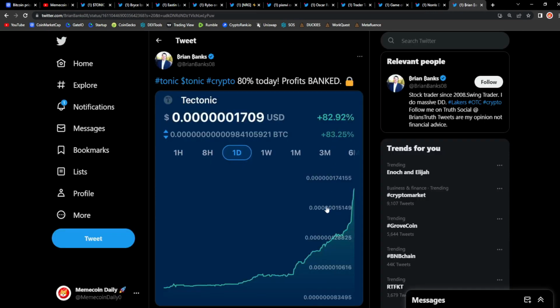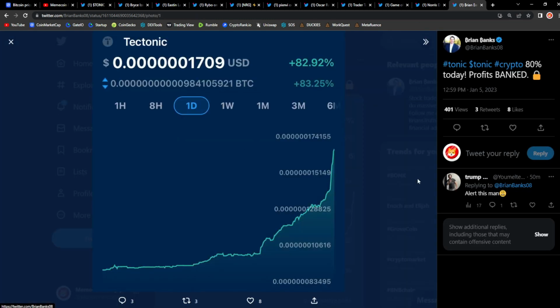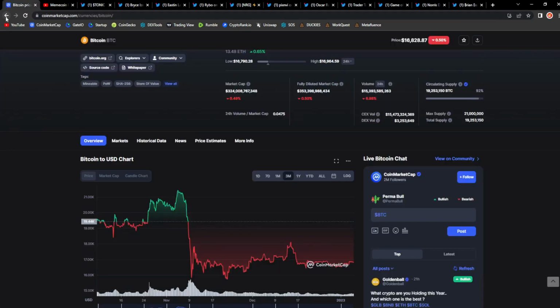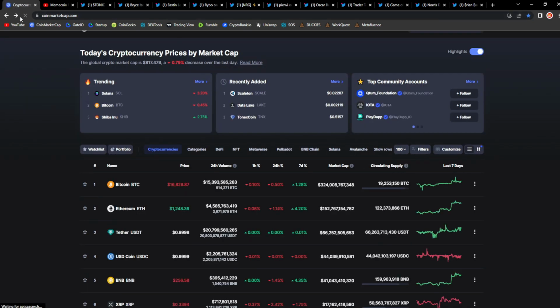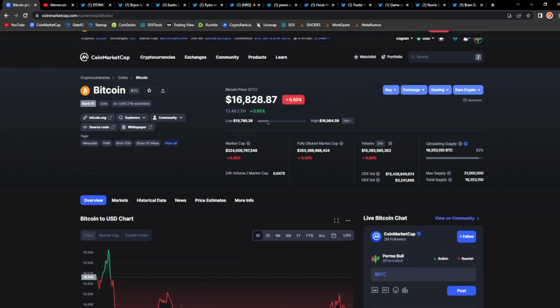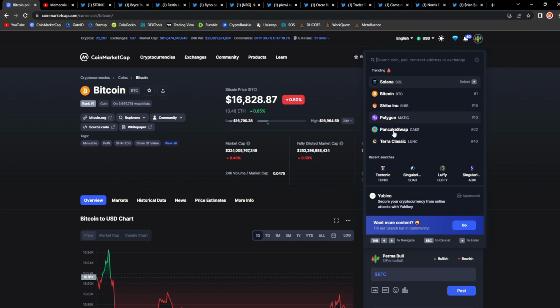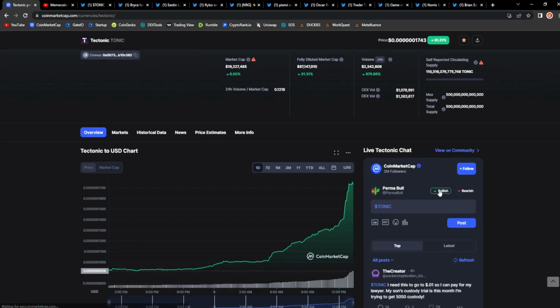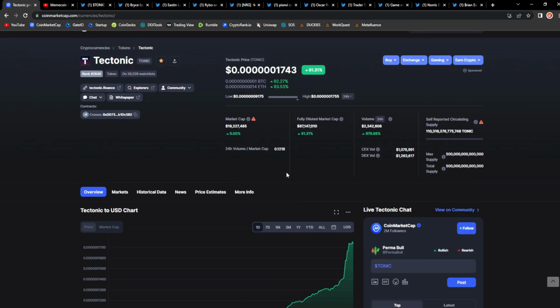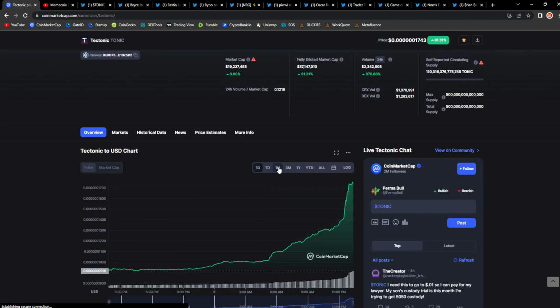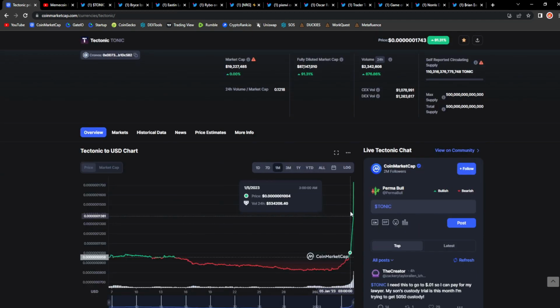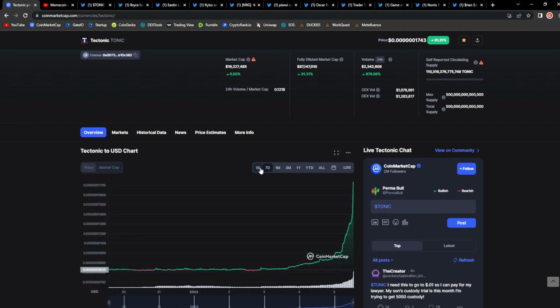This is great stuff that we're checking out. And from Brian Banks, Tonic, 80% up today, profits banked. So people are gonna take profits on the move. Obviously that is expected, because it's a smart thing to do. There's people that are traders, there's people that are holders that always diamond hand, right? Whatever your plan is, stick to it. Oh man, that 1 month looks great. Whatever your plan is, stick to it.